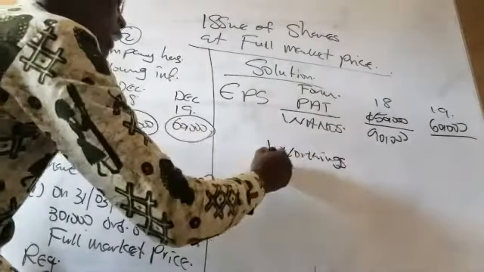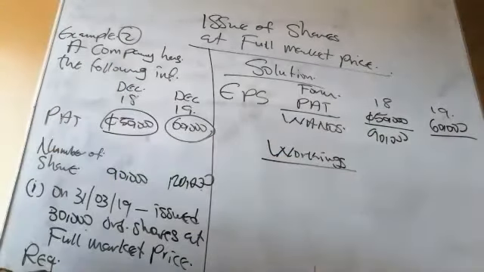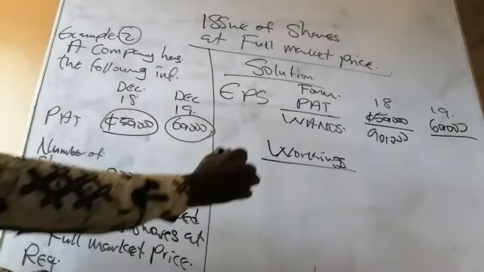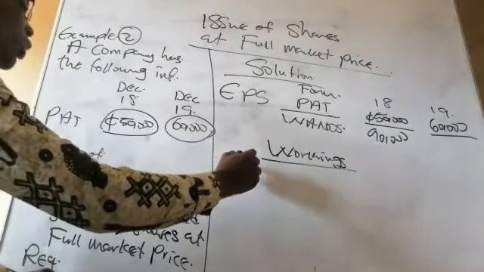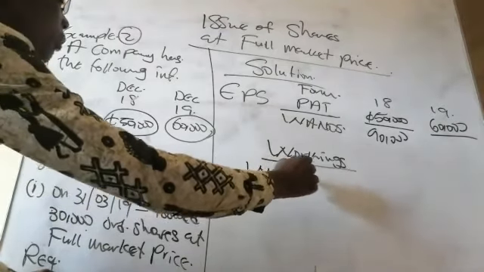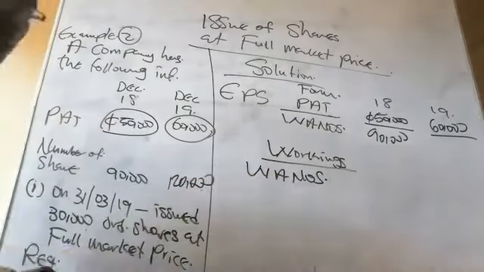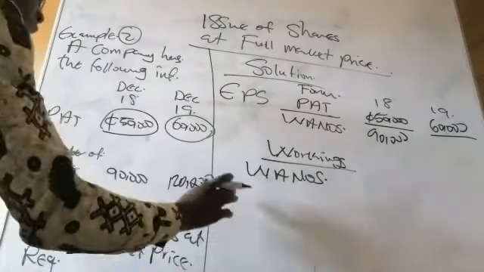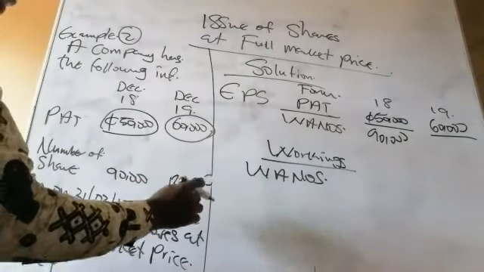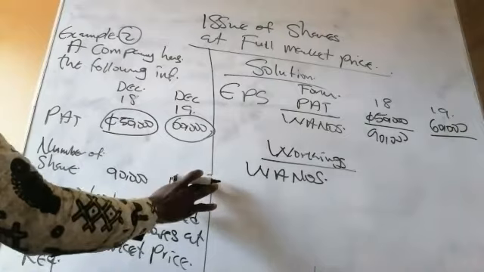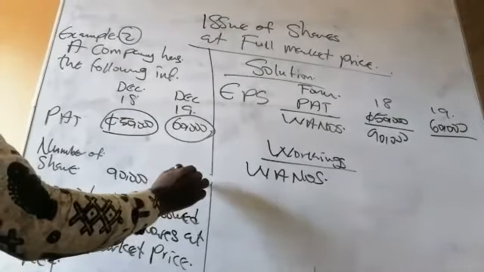Like this, in the exam, if you can't do the workings, move on. At least you've done something for us. How do we get it? So the workings number one is the weighted average number of shares. Let's go and perform the workings for it. This table must be part and parcel of you, let the table be with you.